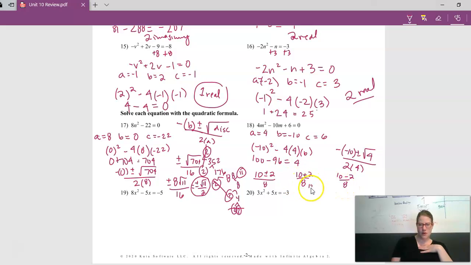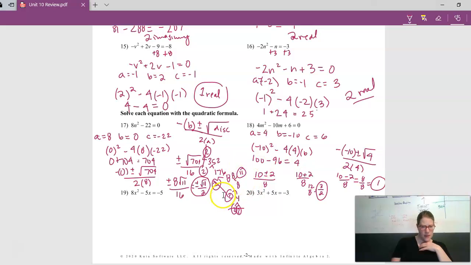So this becomes 12 over 8, which will reduce down. 4 goes into 12 3 times, and it goes into 8 2 times. So 3/2 is one solution. 10 minus 2 is 8 over 8. That will equal 1. So I have 3/2 and 1.